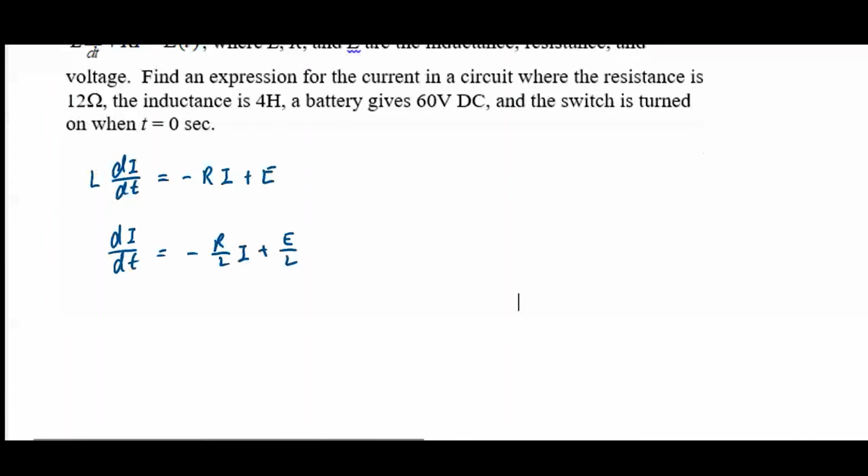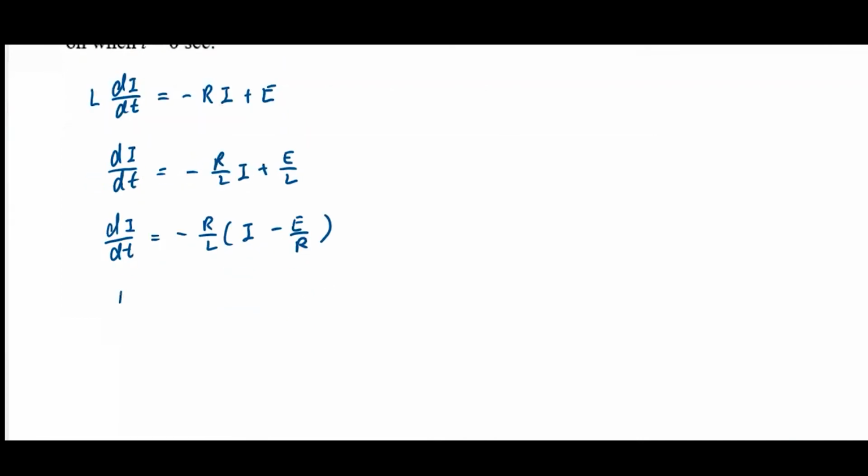So far so good. Now, before I can separate the variable, I need to tweak this thing just a little bit. And that just a little bit is factoring this thing out. We have done this before, yesterday. So we flip it over and multiply, and then L cancels, so you get E over R. So far so good. Now separate the variables. So we have dI over I minus E over R is equal to negative R over L dt.